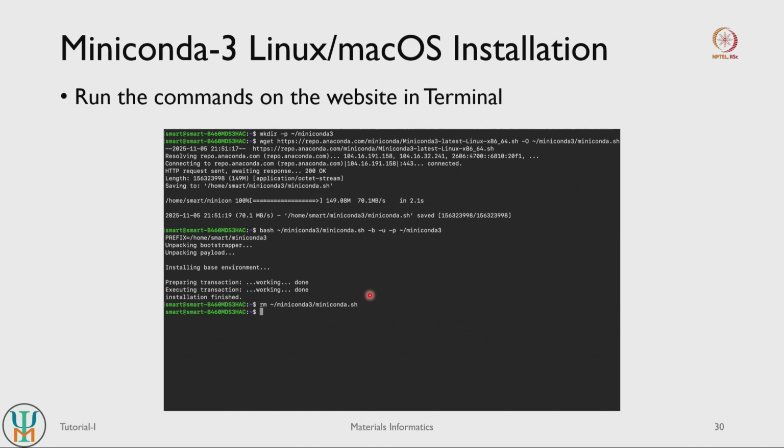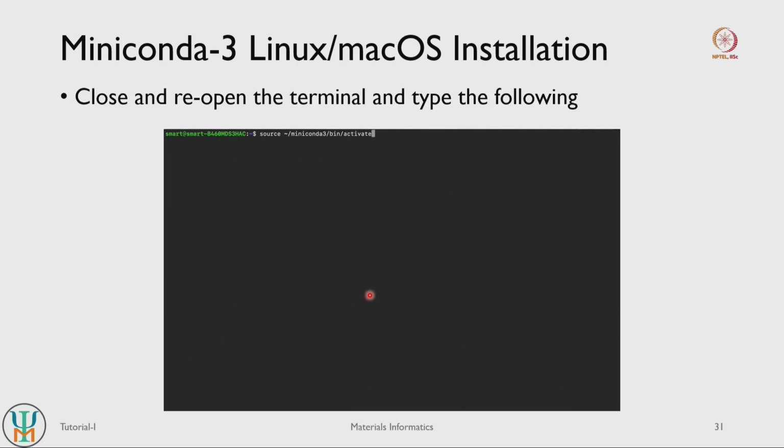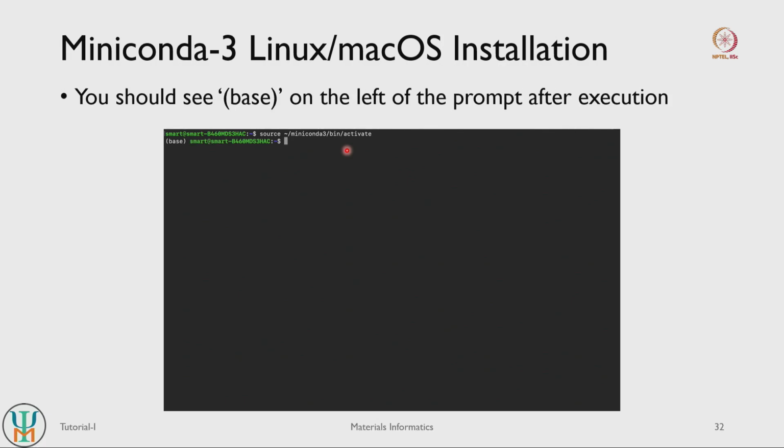After you have run all the commands, you need to close the terminal and reopen it. Once you have reopened the terminal, you have to type source ~/miniconda3/bin/activate. Note that tilde is the sign that is just below your escape key on your keyboard. Once you type this, you should see base appear to the left of your command prompt. That means your Miniconda installation is fine.